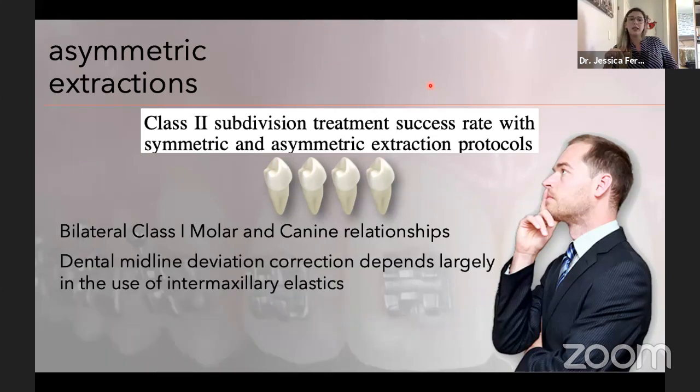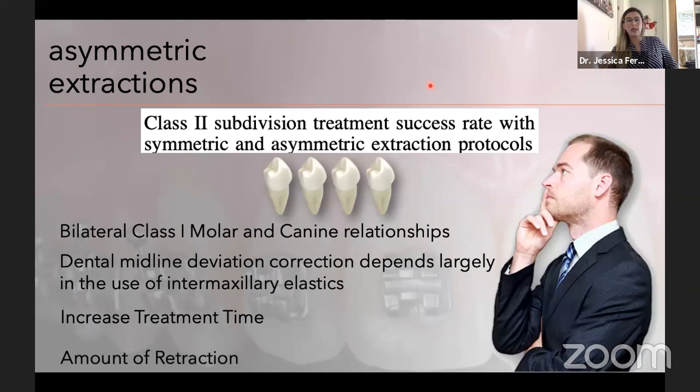The dental midline deviation correction will depend largely on the use of intermaxillary elastics, so on patient compliance. This will increase the treatment time because of the patient compliance in the use of intermaxillary elastics, and because of the amount of retraction that will happen with the extraction of another premolar.